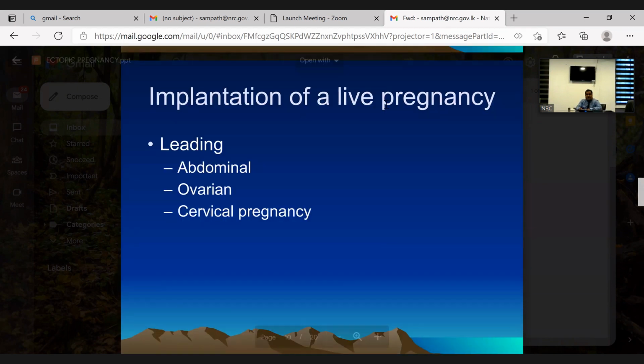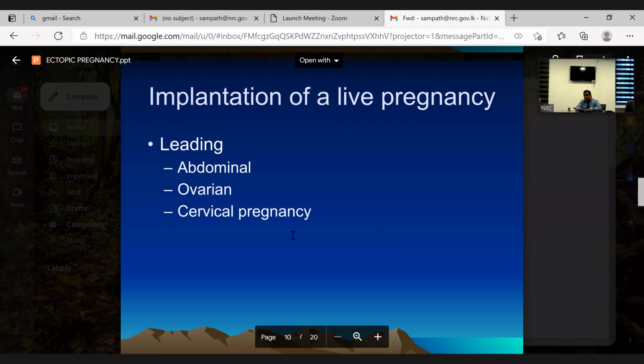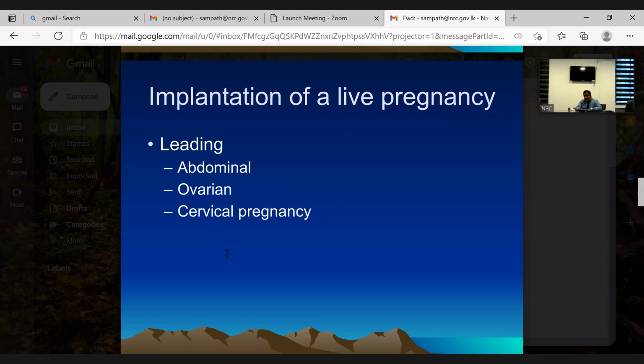Right. So implantation of a live pregnancy leading to abdominal, ovarian, cervical pregnancy. I still don't want to talk about it. Sometimes lower sacs. I had one patient whose sac was in almost the cervical portion, but the pregnancy expanded and continued to become a live pregnancy. But lower cervical pregnancies that never expand and rupture can lead to torrential hemorrhage requiring a hysterectomy. So that is a very dangerous situation.